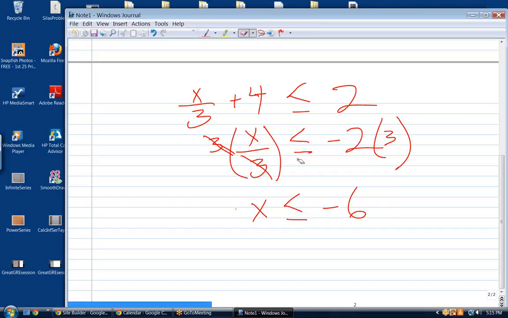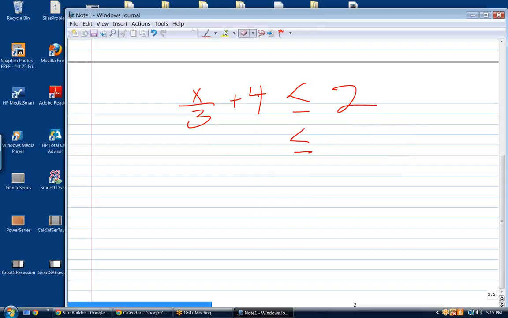The only time inequalities are different than an equation is when you have to multiply or divide, not subtract, but multiply and divide both sides by a negative number. You have to switch the direction of the inequality sign. In other words, let's solve the same problem, only I'm going to make one minor change. We'll make that a negative.